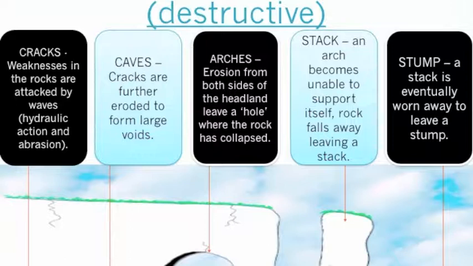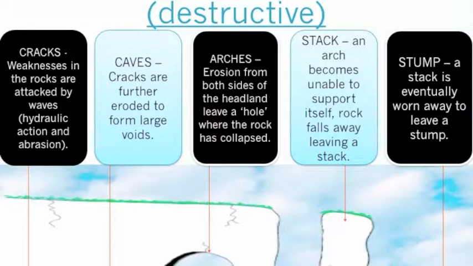If you just have a look further along, a cave is just a crack that is further eroded to form a large void. Again, if this cave continues to erode from both sides, it can develop into an arch, which is your next formation along. Erosion from both sides of the headland leaves a hole where the rock has collapsed, and that's the arch in the middle. Once again, if that continues to erode, the top of the arch will get very weak and eventually collapse.